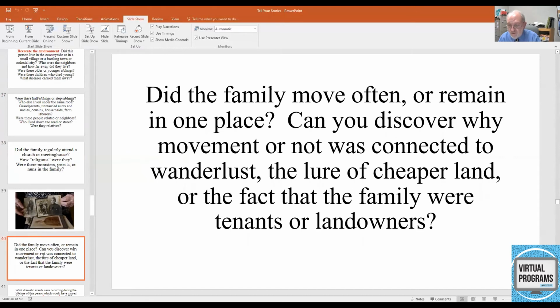Did the family move often or remain in one place? Can you discover why movement or not was connected to wanderlust, the lure of cheaper land, or the fact that the family were tenants or landholders and moved on because they just could not afford to live there any longer?